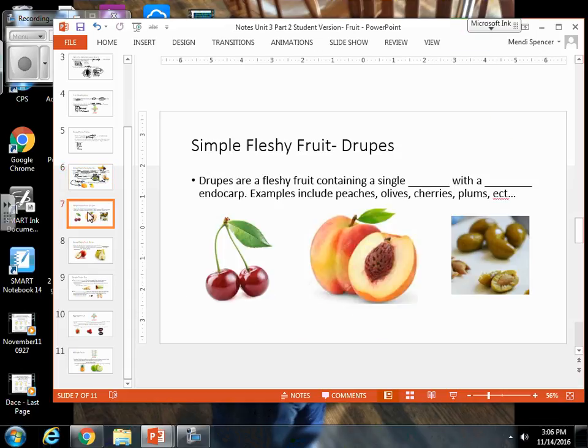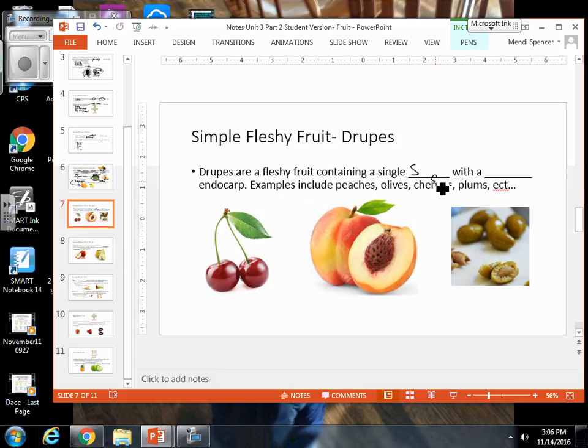Our next type of simple fleshy fruit is the drupe. Drupes are a fleshy fruit, and they have a single seed within the endocarp. Okay. So examples of drupes are olives, peaches, cherries, plums, any type of fruit that has the pit inside of that fruit.